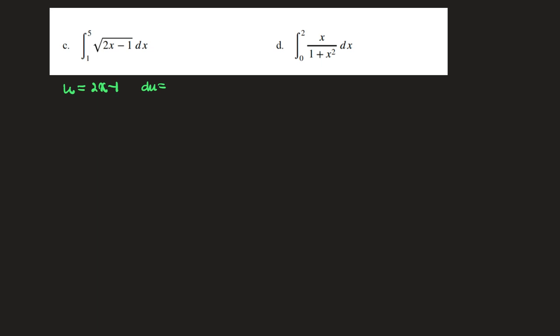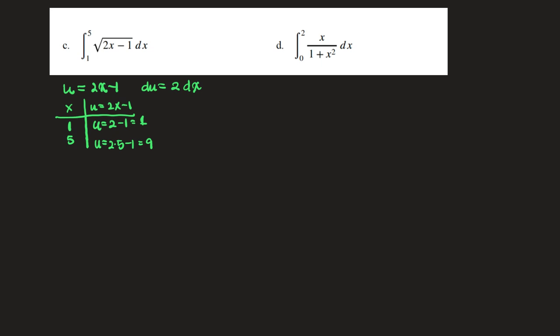What is du? The derivative of 2x minus 1 is 2 dx. Also, you're going to change the boundary. Here is x, u equals 2x minus 1. x is 1 and 5. When you plug in the 1, 2 minus 1, that's 1. When you plug in the 5, 2 times 5 minus 1, that's 9.